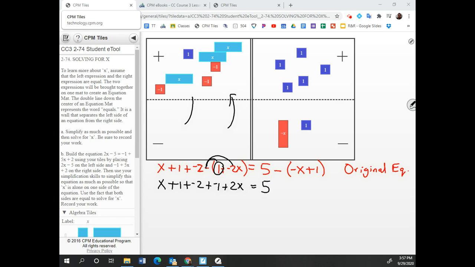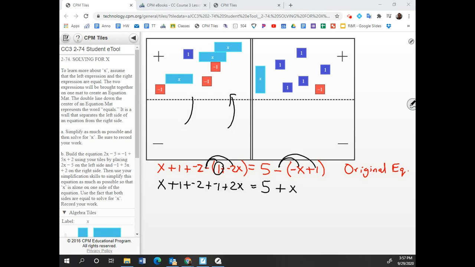Okay? 5 stays the same. We are going to bring this one up here and make it its opposite, and bring that up there and make it the opposite. So, the opposite of negative x is positive x, and the opposite of positive 1 is negative 1. Okay? And we flipped our values. Write this down. I'm looking for this as your notes, okay?